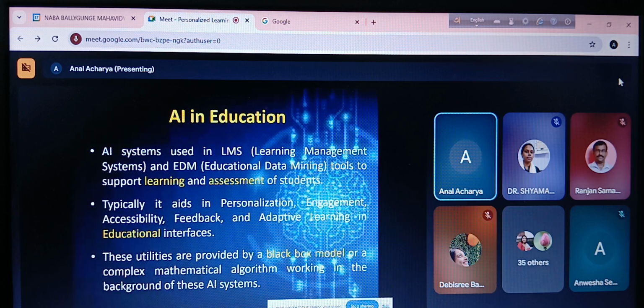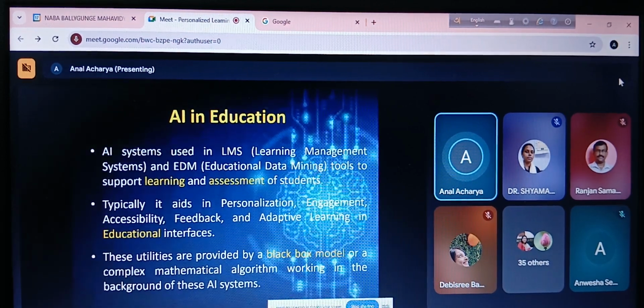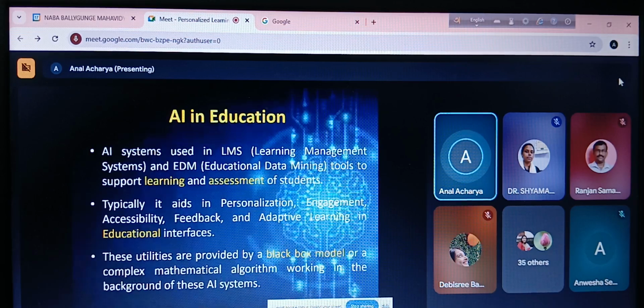So next is the final destination. If we can say this is our final destination, where we want to move to. Well, what exactly is the applicability in education? So AI systems used in LMS. What is LMS? Learning Management System.